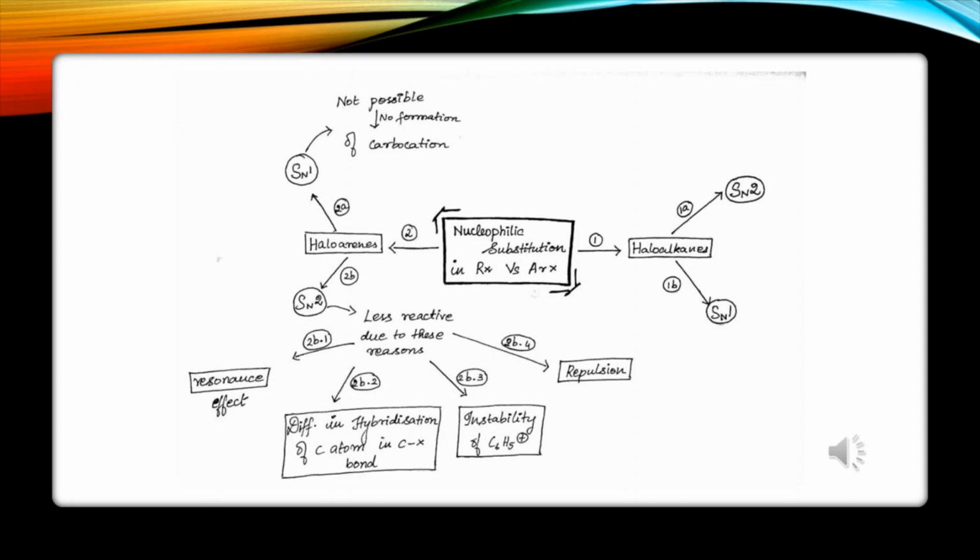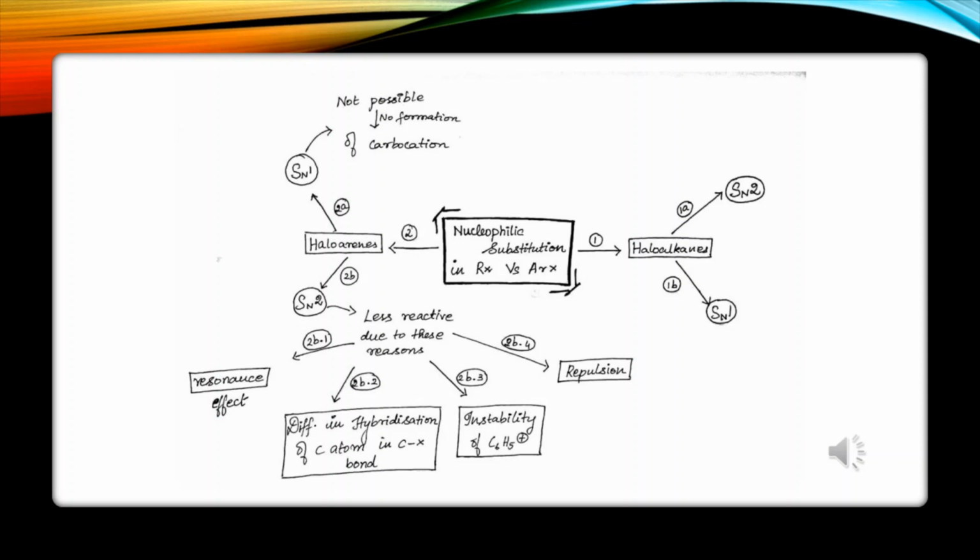Now let's see what are haloalkanes and what are haloarenes. Haloalkanes are nothing but when a halogen atom is attached to an alkyl group. Here the alkyl group is indicated as R. In haloarenes, when a halogen atom is attached to an aromatic group, it is known as haloarenes. Here aromatic group is indicated as Ar.